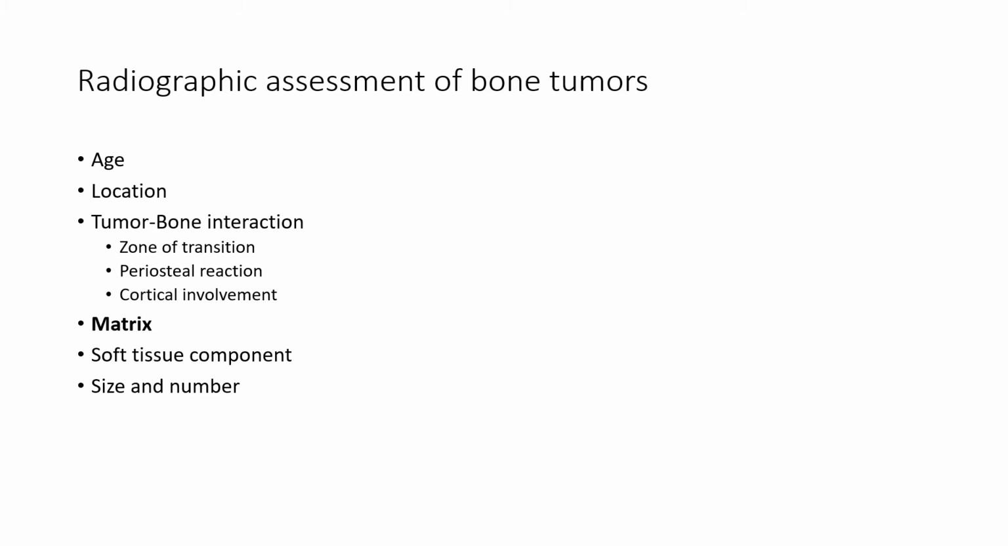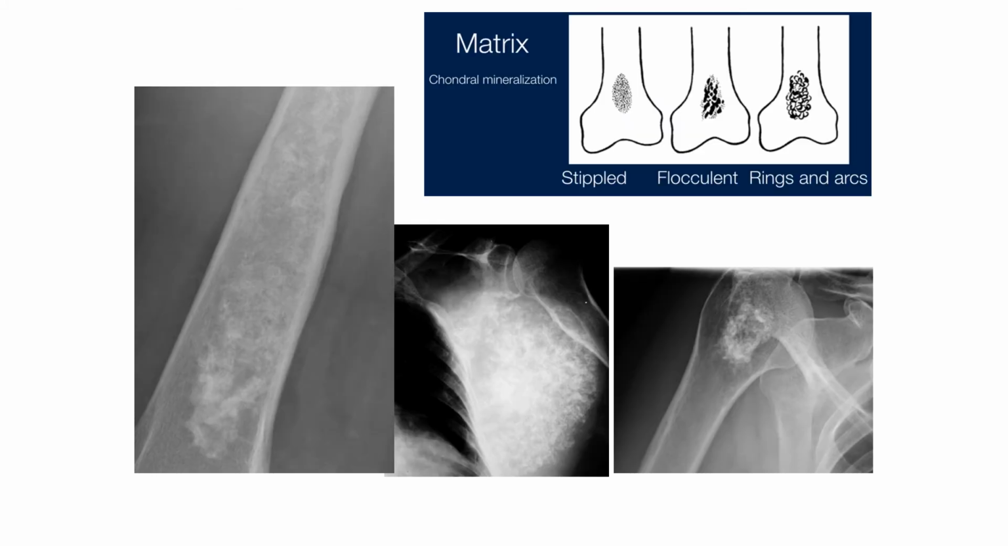What about the matrix? Well, the fourth question that Enneking asks us to consider: location, tumor-bone, bone-tumor interaction, and matrix. Cartilage can be one of the matrices we see. There are different types of cartilaginous matrices: stippled, flocculent, or arcs and rings. And again, it's not as important to remember the particular name, but the appearance.